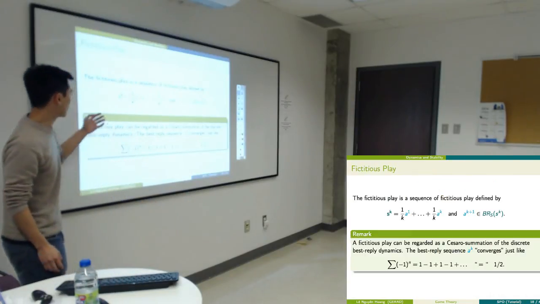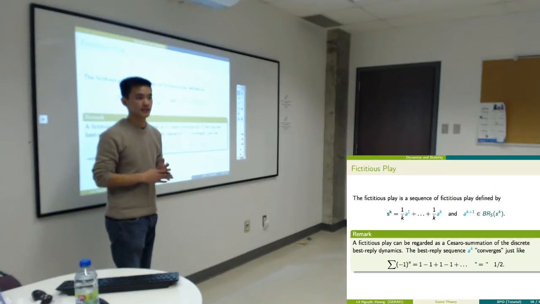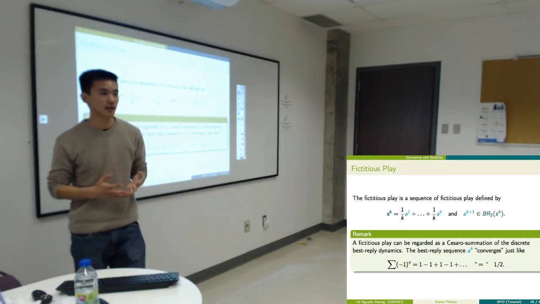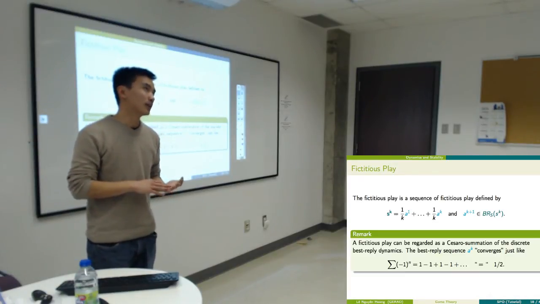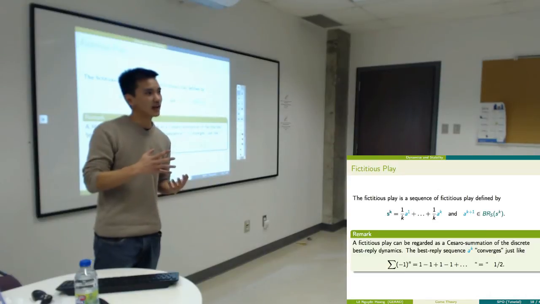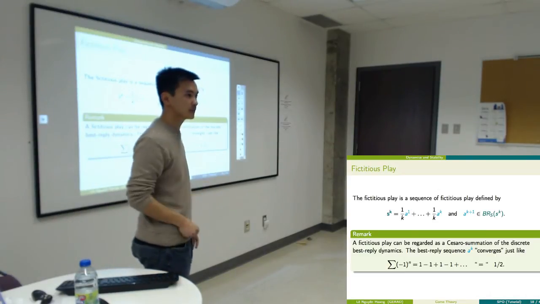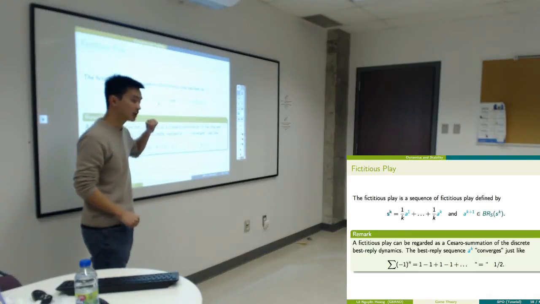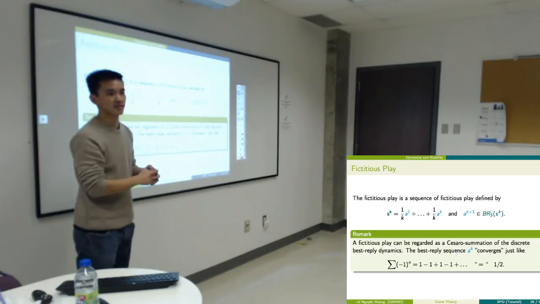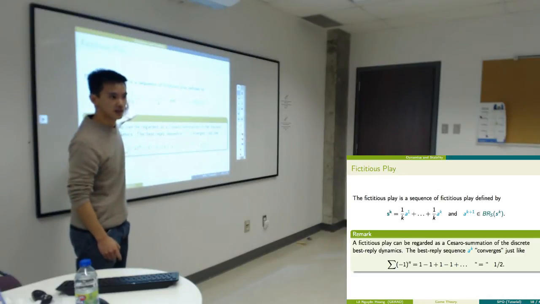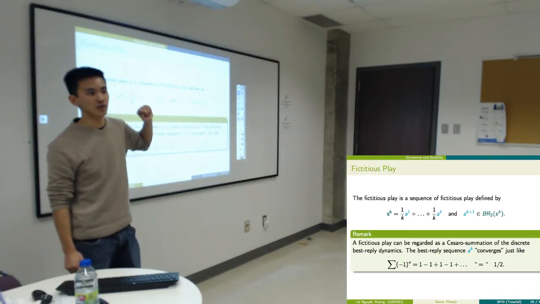One way of stabilizing that is to average all the actions that have been played in the past. This is known as fictitious play. You're not really looking at where the opponent is at a certain stage, but you look at all the steps he was at in the previous steps, and you average out. And by doing this, you get a convergence.